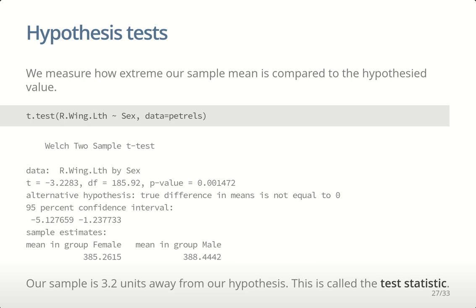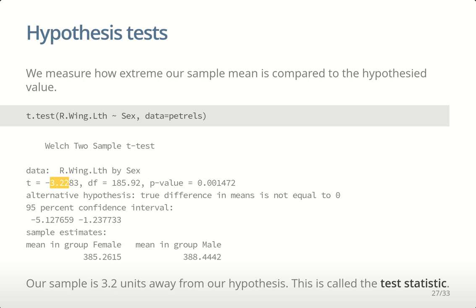So in our petrels, if our hypothesis is that there's no difference between the females and the males, then we'd work out what our sample statistics are, compute the difference between them, and then say how extreme that is. So this here, 3.2, that's the number of standard deviations our difference between females and males is away from the hypothesis of 0, that's called the test statistic.